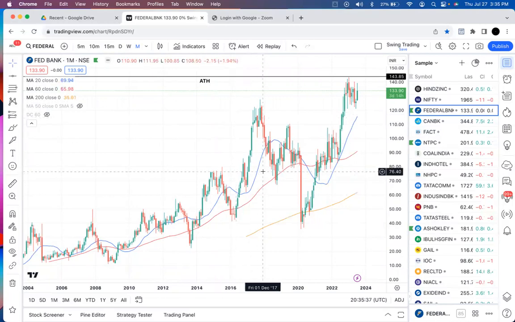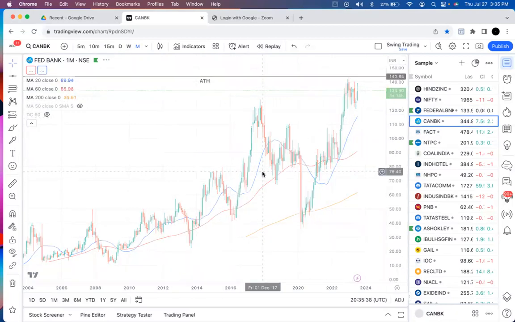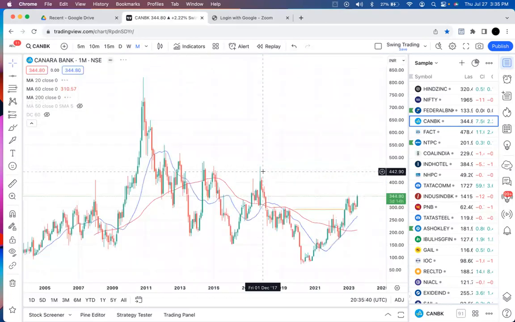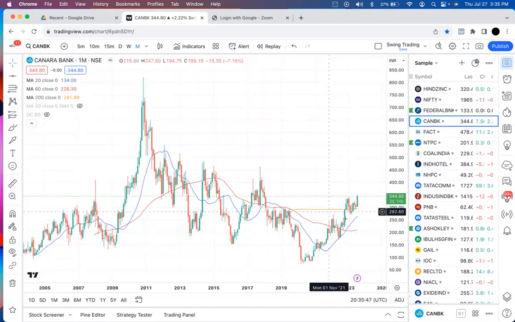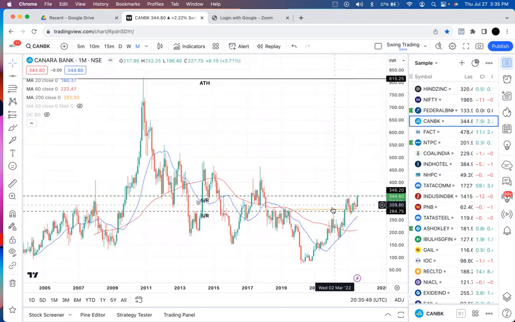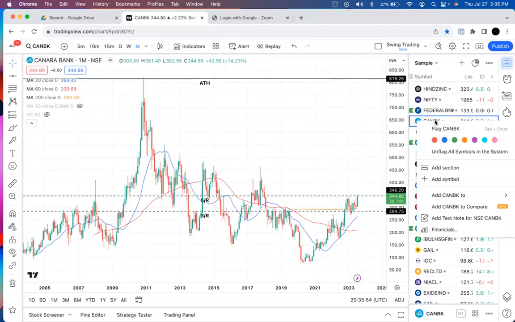All right, and let's go to Canara Bank. Let's see what Canara Bank is doing in the monthly. Look at that. The 200 is on the top, and then the 20 below that and the 60 below that. So this is one that I'm not going to trade.